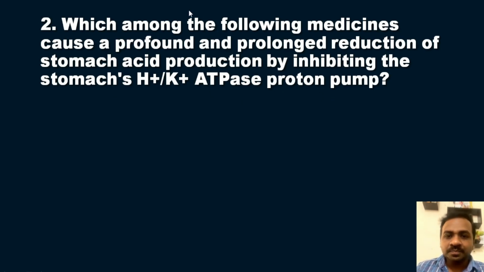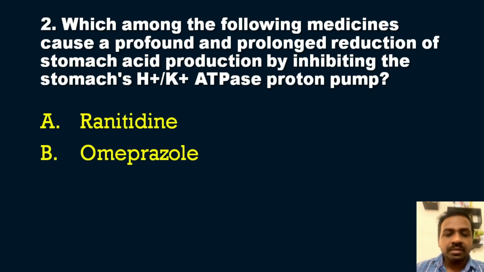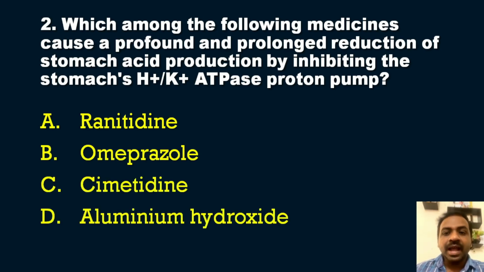Okay, so this is regarding a drug that is used for relieving stomach acid production, and the mechanism is already explained in the question, that is inhibiting the stomach's H plus K plus ATPase proton pump. So from the key point, proton pump, you can come to the answer to this question. The options for you are option A, ranitidine, option B, omeprazole, option C, cimetidine, and option D, aluminium hydroxide.